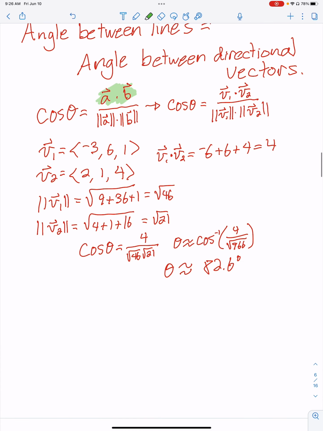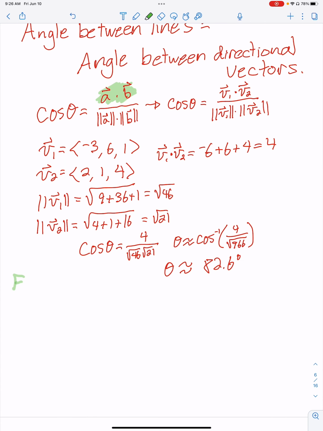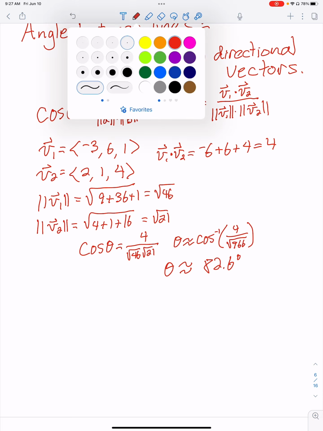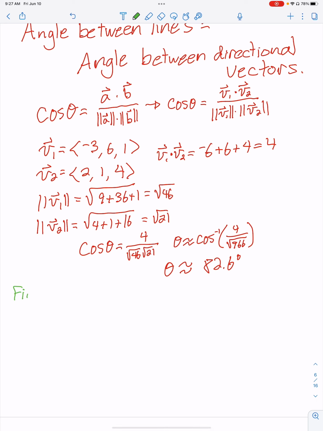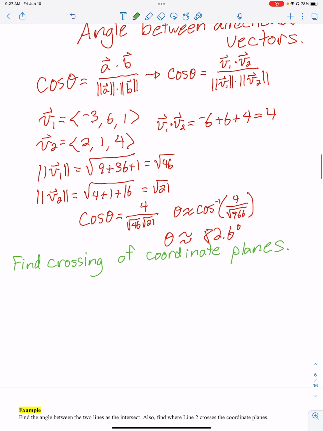All right, so we have one more thing here we're going to squeeze in. Let's change colors because it's getting pretty overwhelming for my brain anyway. Find where the line crosses the coordinate planes. What they mean by coordinate planes, in case you don't know, is like the XY plane, or the XZ plane, or anything like that. It's the zeros. Think about the XY plane here.